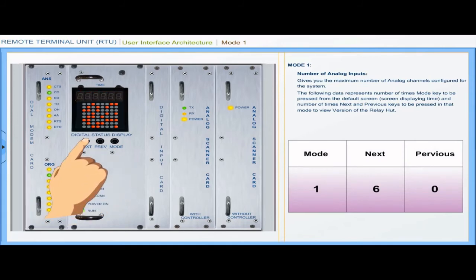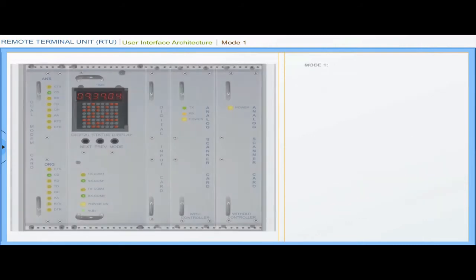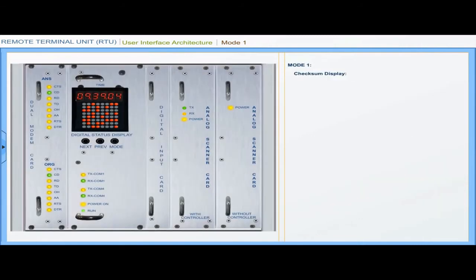Mode 1, next 6, previous 0, display on 7 segments look like. Checksum display gives you the checksum for both even and odd monitors used.